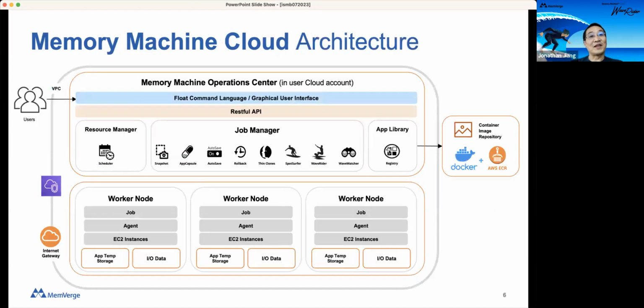So Memory Machine Cloud has a simple architecture. You deploy a small machine and you would run our Ops Center on that machine.